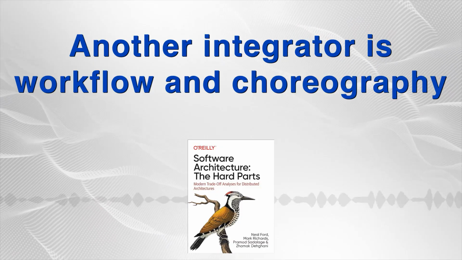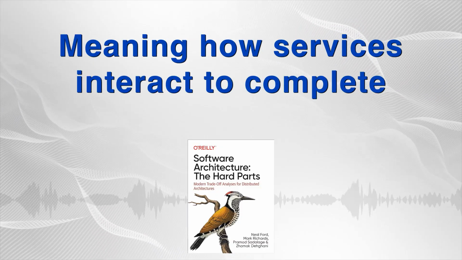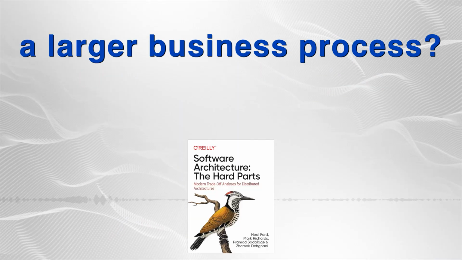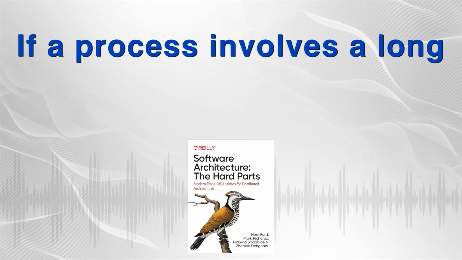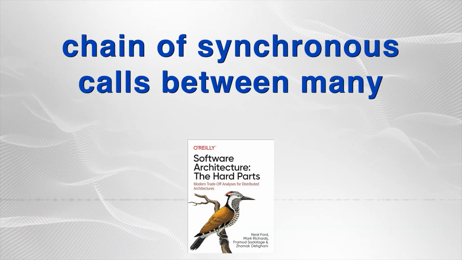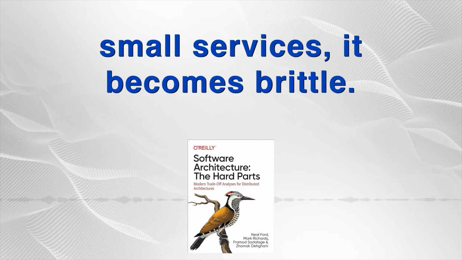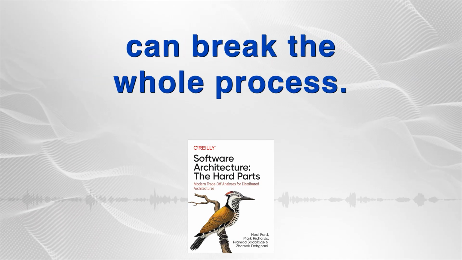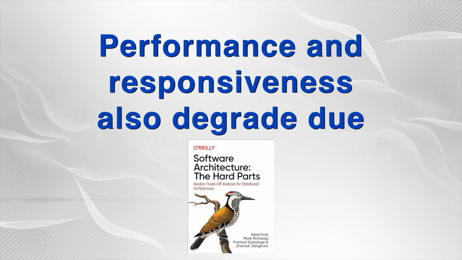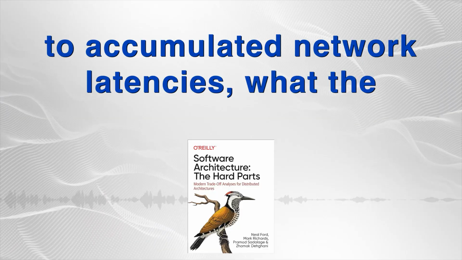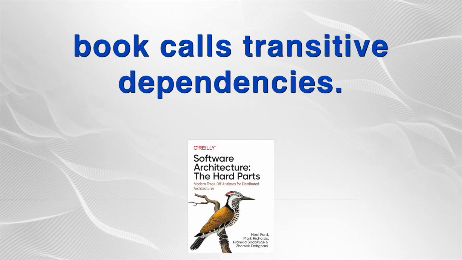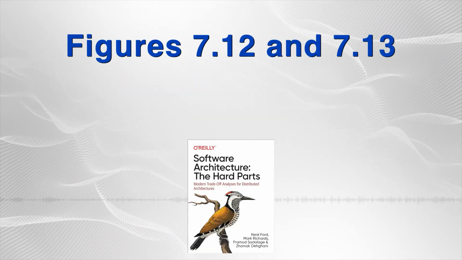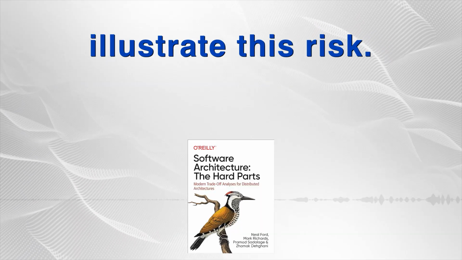Another integrator is workflow and choreography complexity. Meaning how services interact to complete a larger business process? Yes, if a process involves a long chain of synchronous calls between many small services, it becomes brittle. The overall fault tolerance suffers because a failure anywhere in the chain can break the whole process. Performance and responsiveness also degrade due to accumulated network latencies, what the book calls transitive dependencies. Figures 7-12 and 7-13 illustrate this risk.